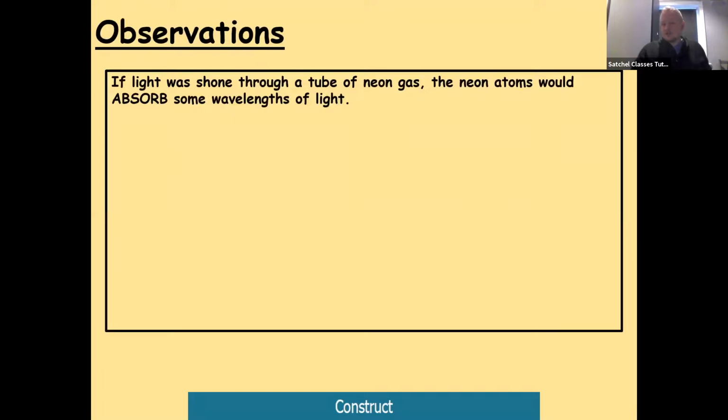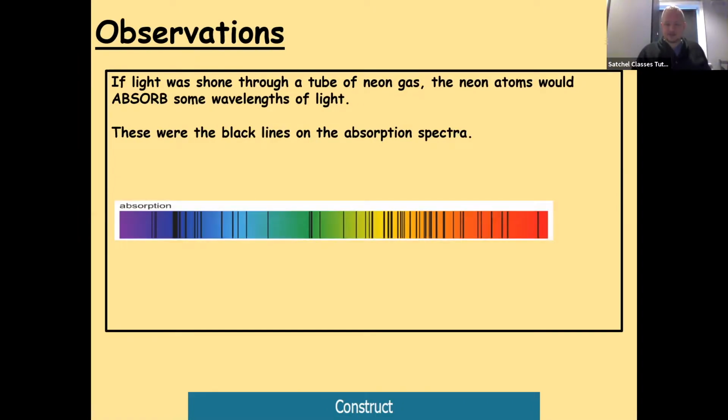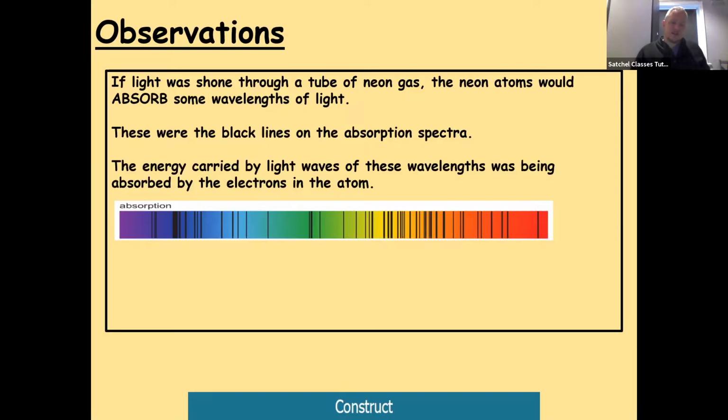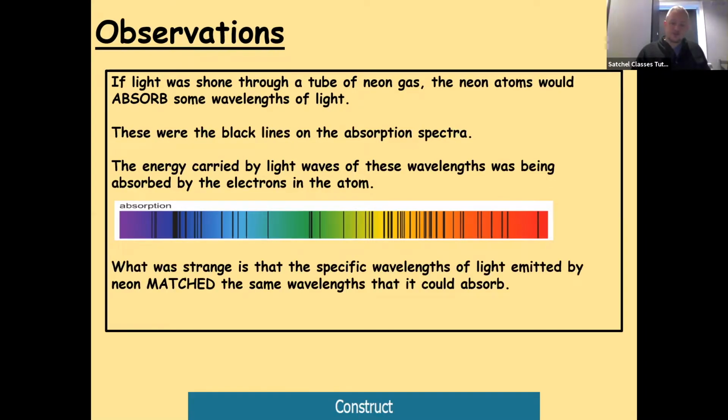If light was shone through a tube of neon gas, then the neon atoms would absorb some particular wavelengths of light, and these were the black lines on the absorption spectra, as shown here. The energy carried by light waves of these wavelengths was being absorbed by the electrons in the atom then. What was strange was that the specific wavelengths of light emitted by neon matched the same wavelengths of those that it could absorb. This was shown on the emission spectra for neon.